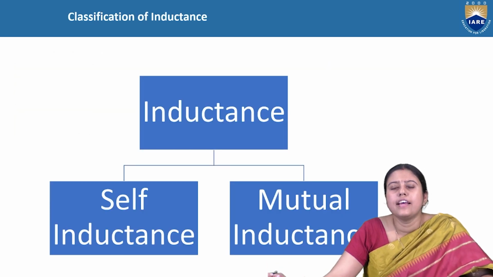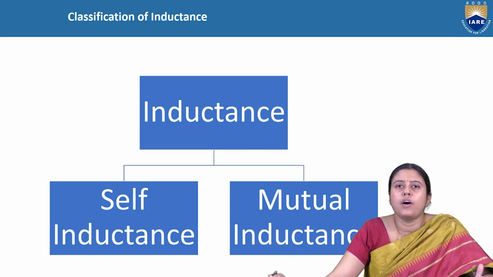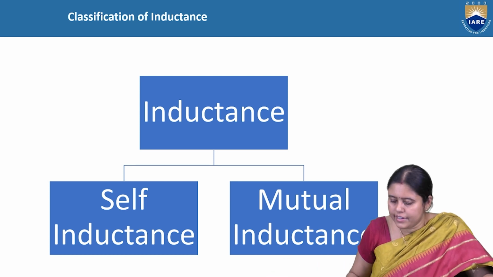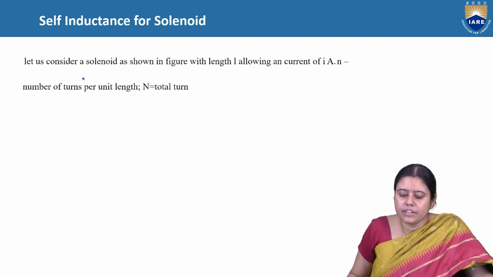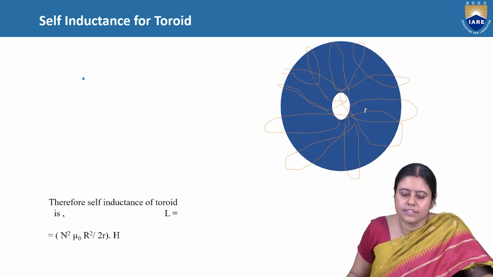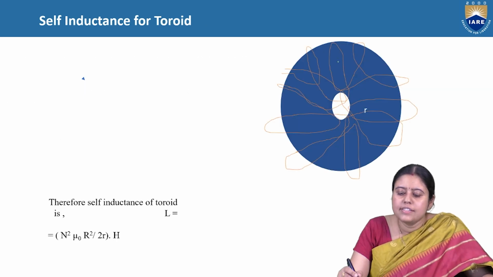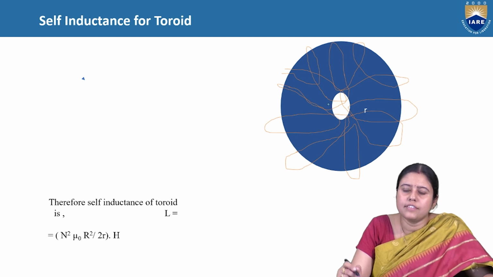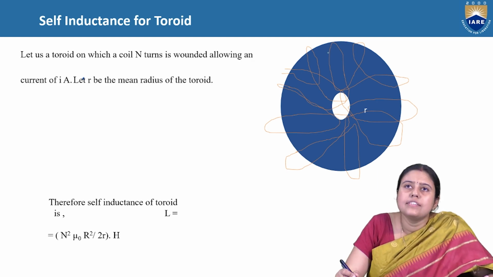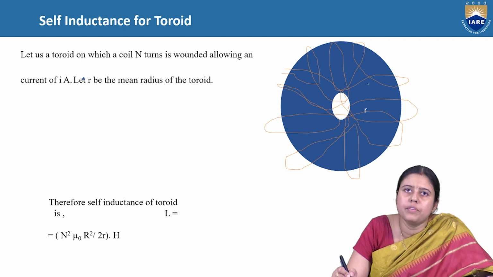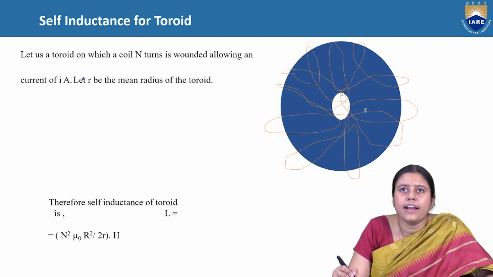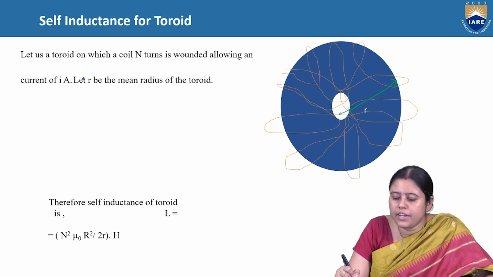What are the types of inductance? Inductance is basically of two types. One is called self-inductance, another one is called mutual inductance. We have already discussed self-inductance, so we will discuss the self-inductance of a toroid. What is a toroid? A toroid is a circular path where we can keep the coil. So this is a circular path. N turns are wound, carrying the current I. Let R be the radius of the toroid.